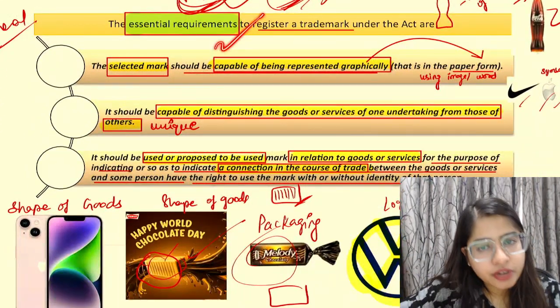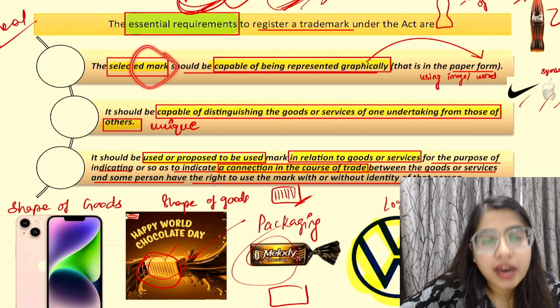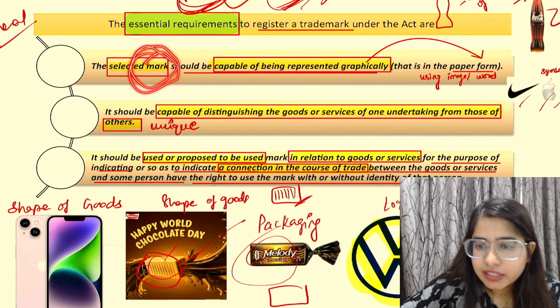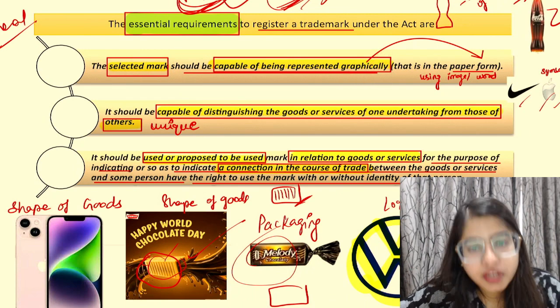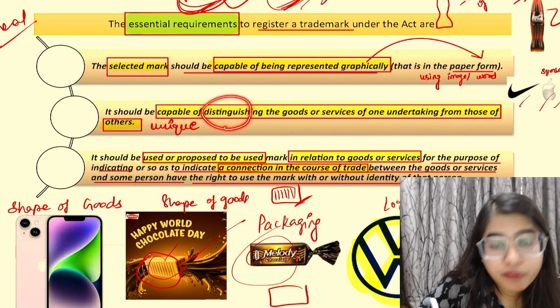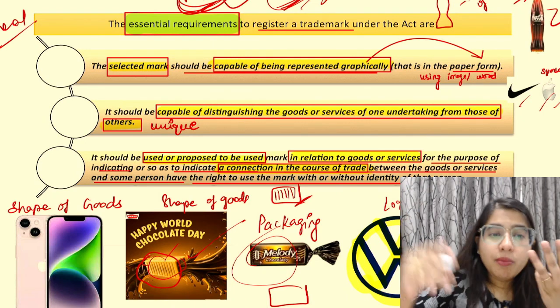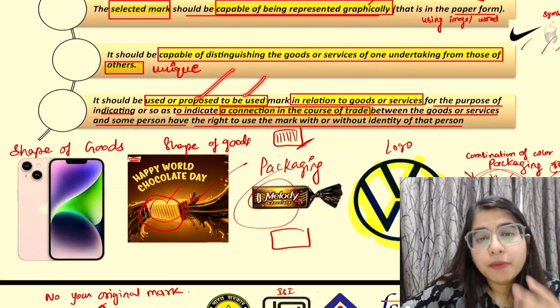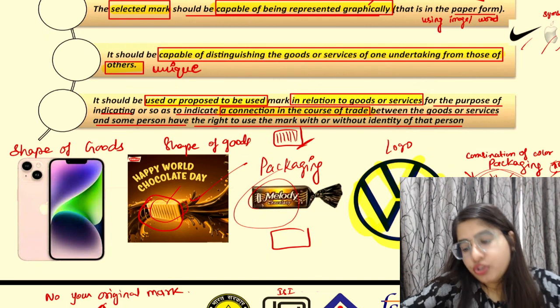Three requirements are there in order to register a mark as a trademark. Number one, it should be some mark which is capable of being represented graphically. Point number two, it is capable of distinguishing your goods and service from someone else's goods and service. Point number three, it should be used or proposed to be used in relation to goods or service.